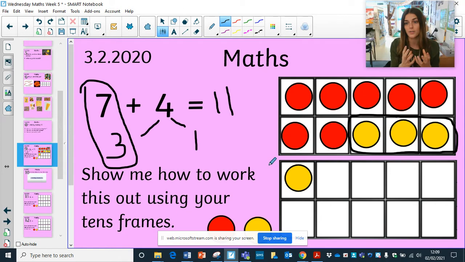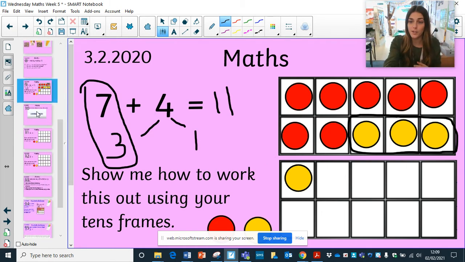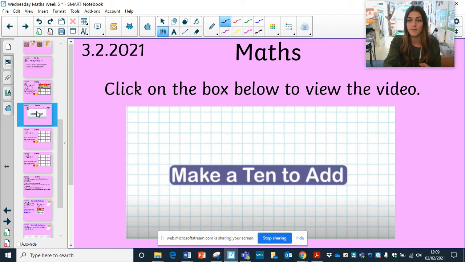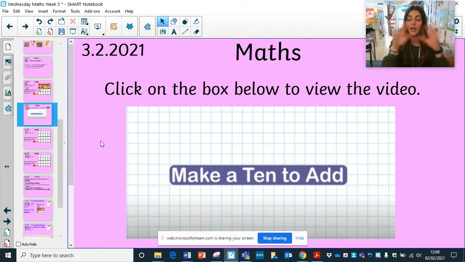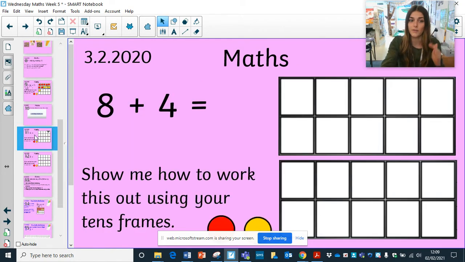I know it's a really hard concept. It's a lot easier when you're manipulating it, which is why it's really important that you use some practical objects to support you with this. For further support, there is a video here. If you go onto PowerPoint and click on that box, it will open up a video where somebody talks through it visually for you. There are some more for you to attempt.